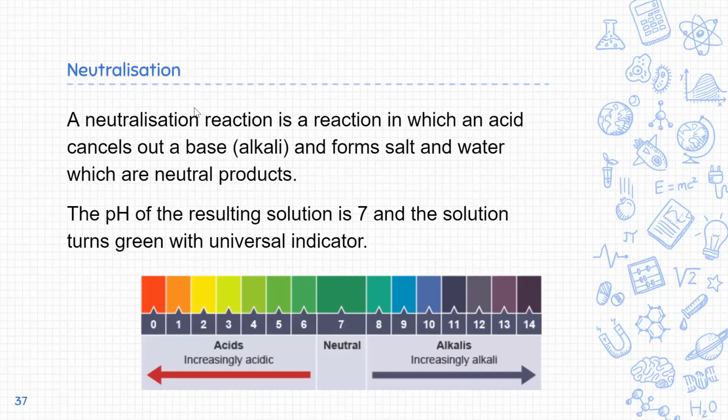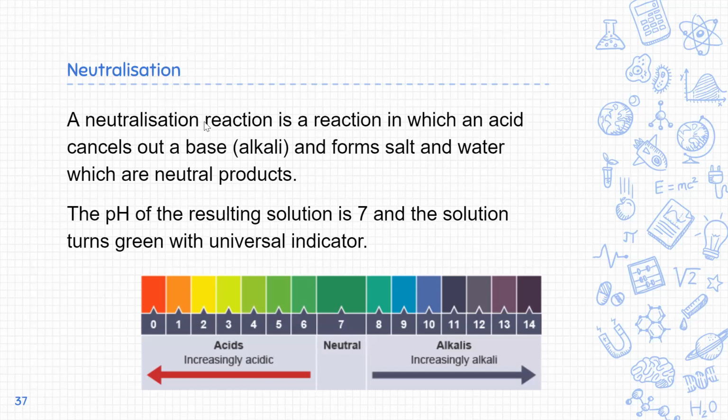Okay, so a neutralization occurs if an acid cancels out a base or alkali, and basically salt and water are produced if we react acids and bases together. The pH of the resulting solution will be a pH of 7.